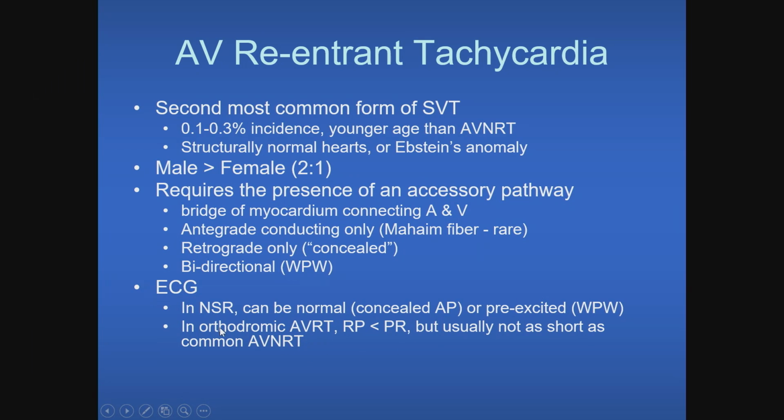When you have narrow complex tachycardia, it's called orthodromic AVRT because the conduction is going down the AV node and retrograde up the accessory pathway. And it's usually a short RP tachycardia, but the RP is not as short as what we usually see in common AV-NRT.